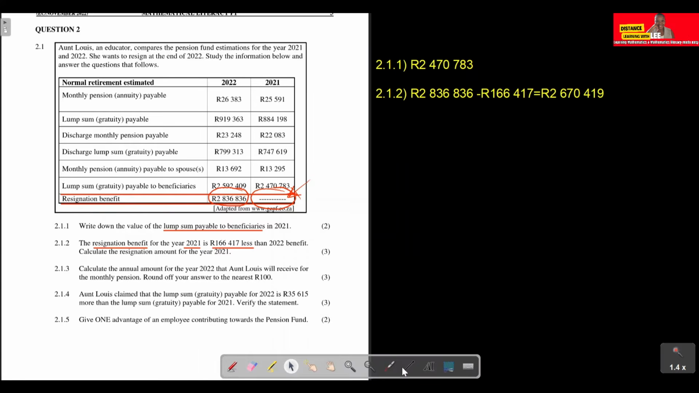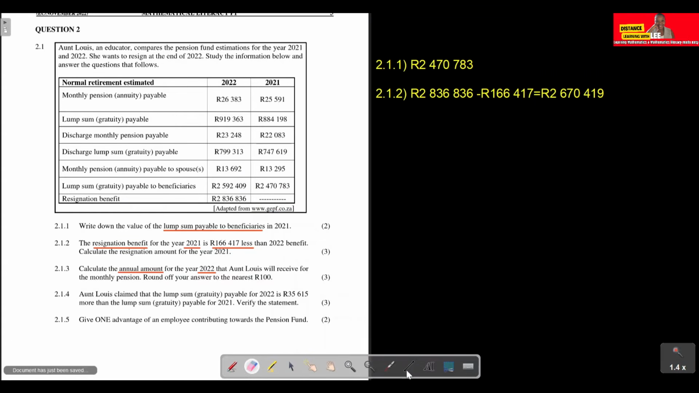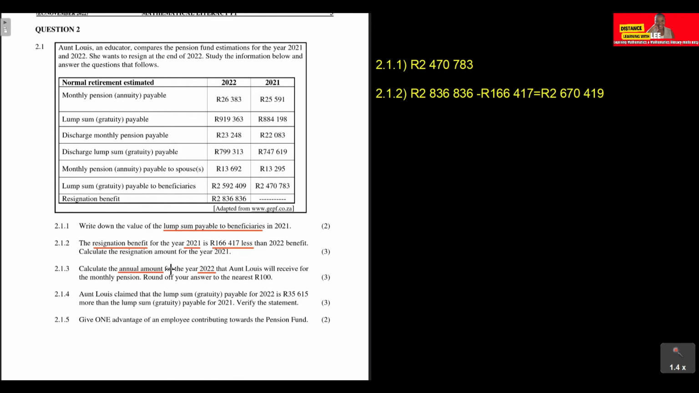2.1.3. It says calculate the annual amount for the year 2022 that Aunt Louise will receive for the monthly pension. Right, so for this question, where are we going to focus our attention? We're already told that we need to determine the annual amount for the year 2022 that Aunt Louise will receive for the monthly pension, and we need to round off our answer to 2 decimal places, right?